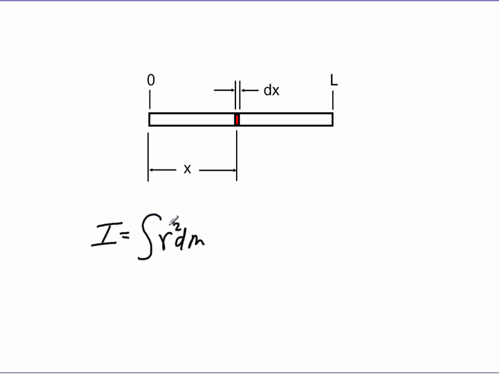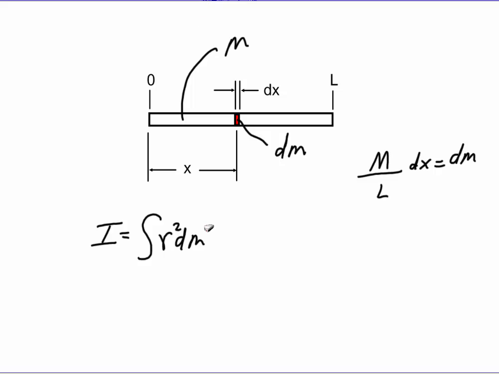It's going to be the integral of r squared dm. dm is going to be the little mass of this segment right here. Now I have a rod, and we'll call the total mass of this entire rod m. If I take mass m and divide it by the entire length, I get how many kilograms per unit length this object has. If I multiply it by dx, I get the actual mass of the little segment dm. So this little segment would have a mass equal to m over L dx.